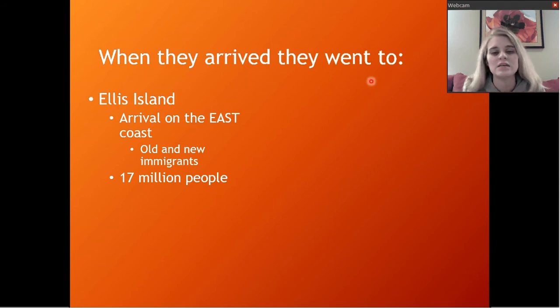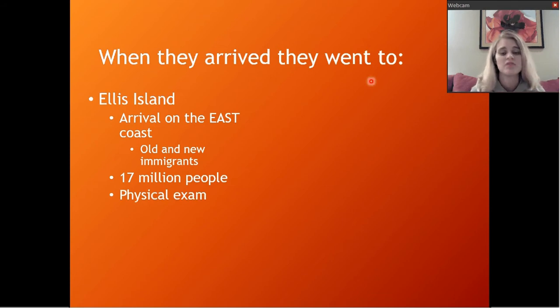Approximately 17 million people came through Ellis Island from the mid 1800s to the mid 1900s, so in about a 100-year period when Ellis Island was in operation. So that's a lot of people that they're filing in and out of Ellis Island.